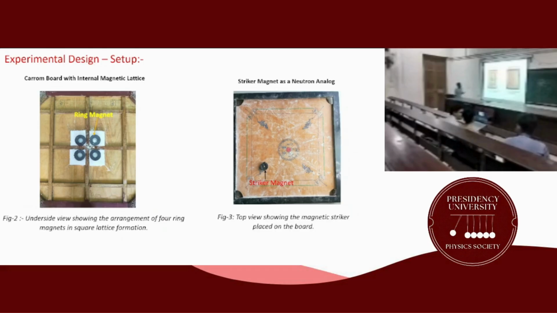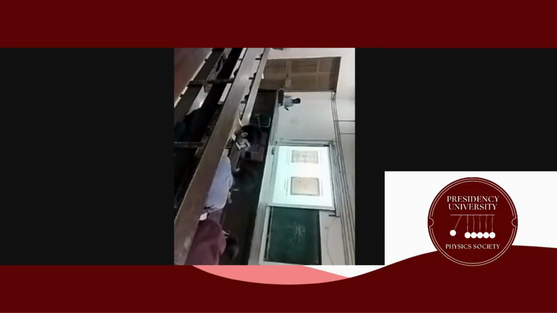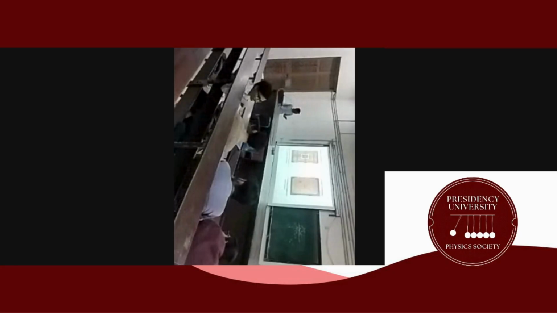I previously mentioned that I use four ring magnets to emulate how neutrons, or a test particle, are moving. So I need to fix the four magnets under the carrom board. This is the carrom board setup, and you can clearly see the four ring magnets. This is the experimental design of my theoretical model. The four magnets are attached below the carrom board, and this is the underside view of how they are arranged.